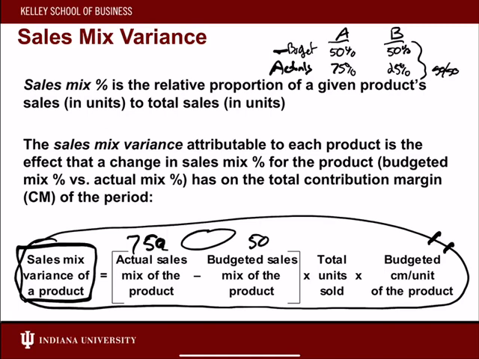You thought A was going to be 50%, but A ended up being 75%. So that difference is going to be multiplied by the total units of all your goods sold times the contribution margin of A. And all this is really doing is putting a weight on the contribution margin of A and saying, hey, when you sold more or less of A than you thought, how does that impact your overall sales volume variance?